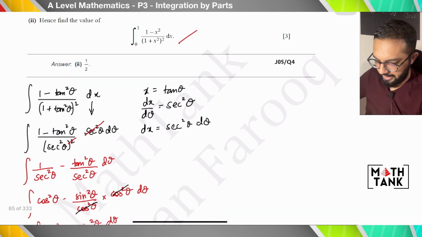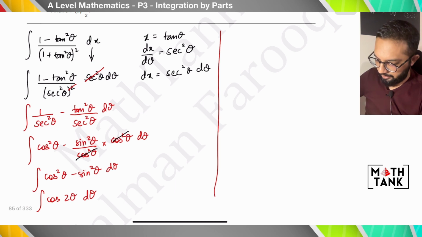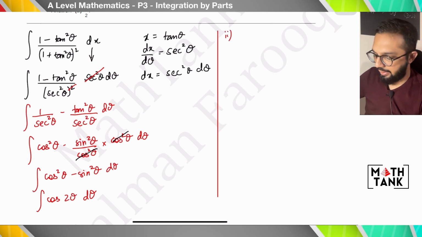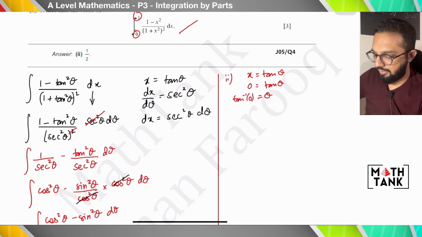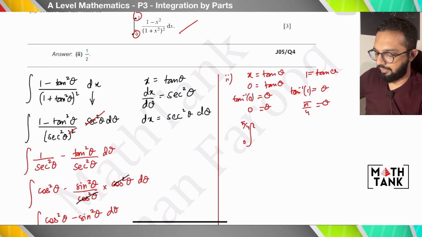Then it says hence find the exact value of this. So I've done the substitution, I just need to change the limits. I'm going to say that x equals tan theta. So when x was 0, tan theta was also 0, tan inverse of 0 is again 0, so theta is 0, and x equals 1, so 1 equals tan theta, and that gives me theta as tan inverse of 1, which is pi over 4. So 0 to pi over 4 cos 2 theta.